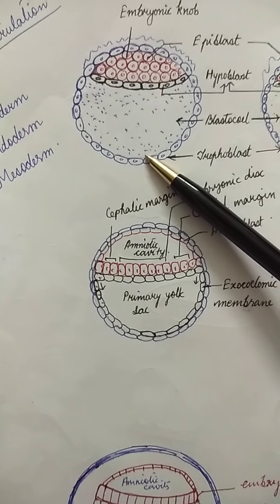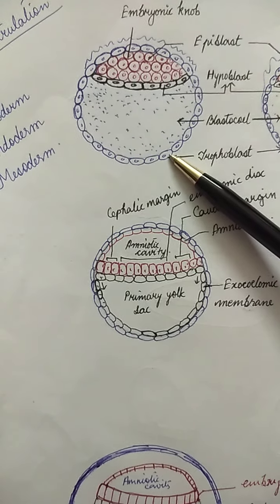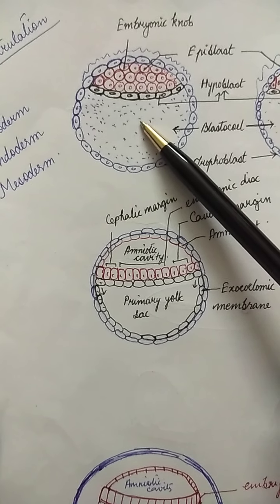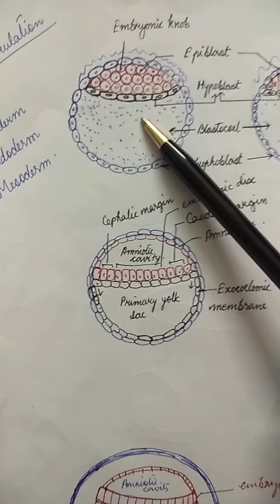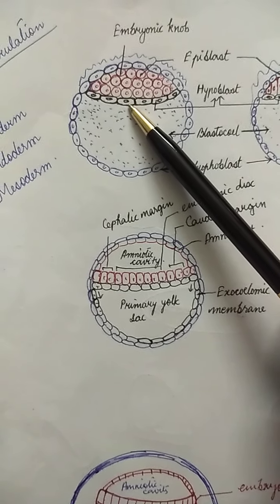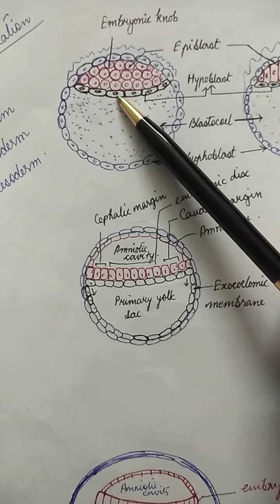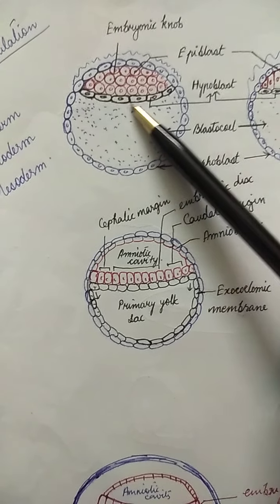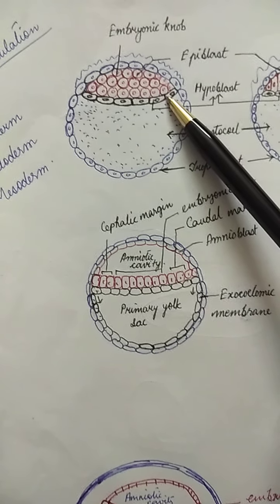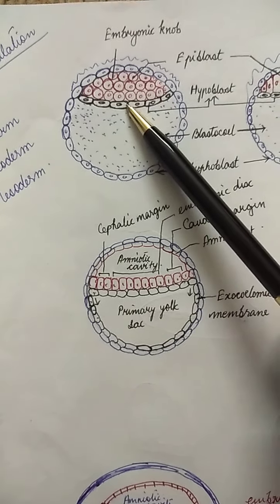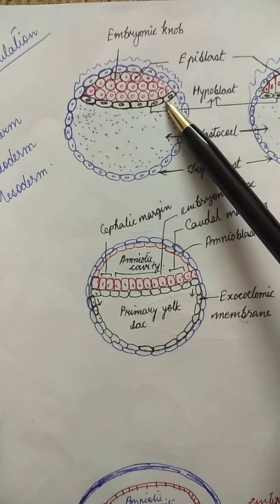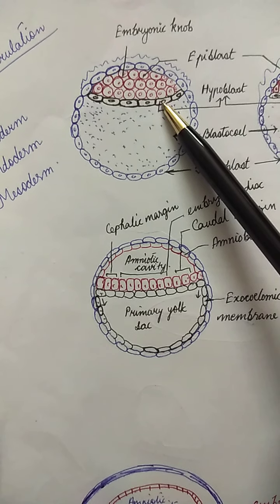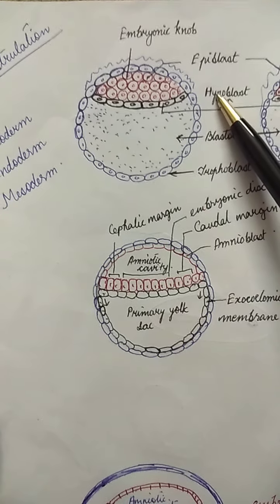This is the structure of a blastocyst. We can see the trophoblast layer, inner cell mass, and blastocele. At the beginning of the gastrulation, the cells which are present at the free surface of the inner cell mass undergo differentiation, that is, they flatten. This layer is the first endodermal layer and it is known as hypoblast.